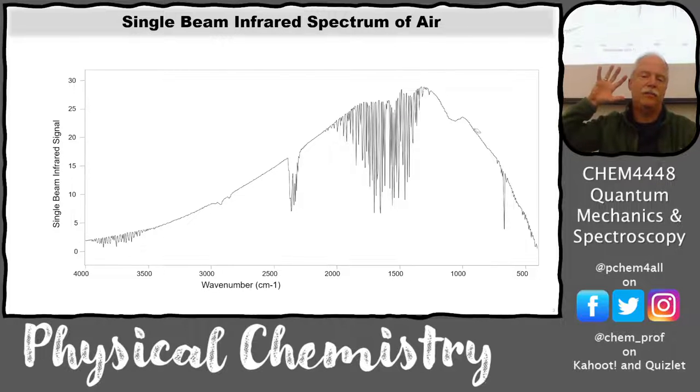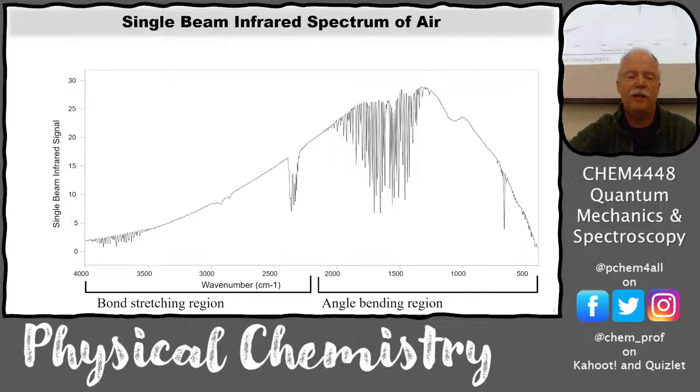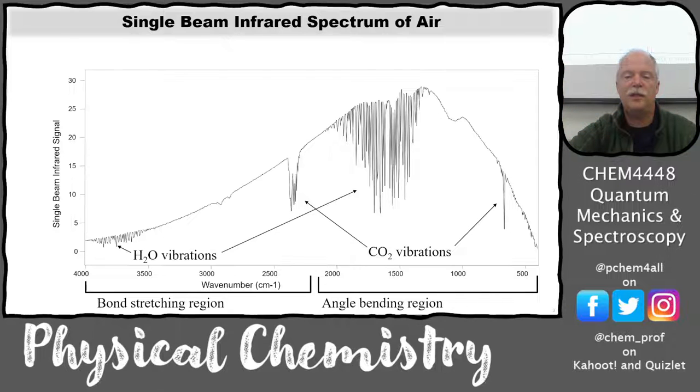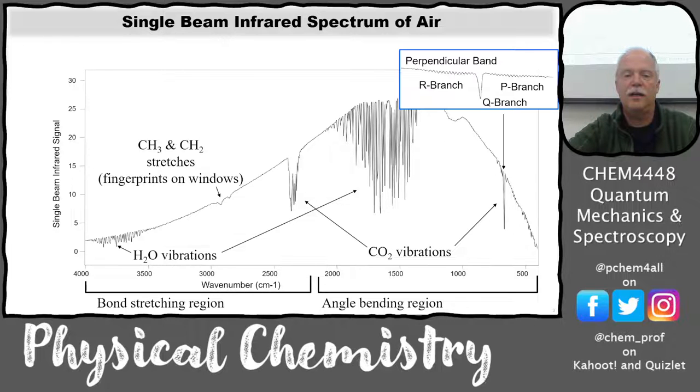As this light is going through air, some of the light gets absorbed by the species in air. And sure enough, we have CO2 vibrations and water vibrations. So in there we have CO2 and water. You would expect, say, for the asymmetric stretch in CO2 or for the bending motion in CO2, a single peak, but what you see in the gas phase is a bunch of little peaks on either side.